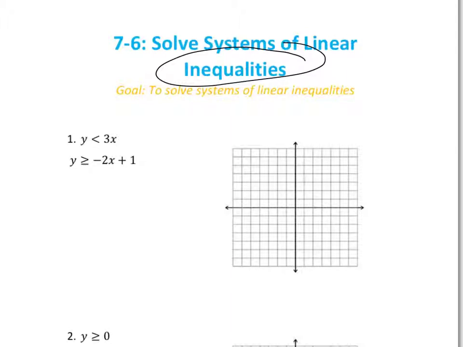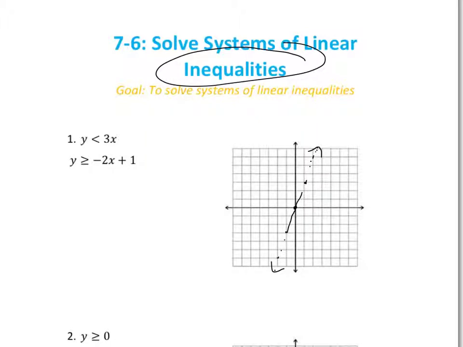First one is y is less than 3x. So we need to graph this. Remember to graph it, we've got to get it into y equals mx plus b form, which we have. So you graph the y-intercept, which is 0, and then you go up 3, to the right 1, and connect the dots. Now remember that if it's got an equal sign in it, then it's a solid line. If it does not, then it's going to have a dotted line. So we're going to connect all of these with a dotted line. And there is y is less than 3x.